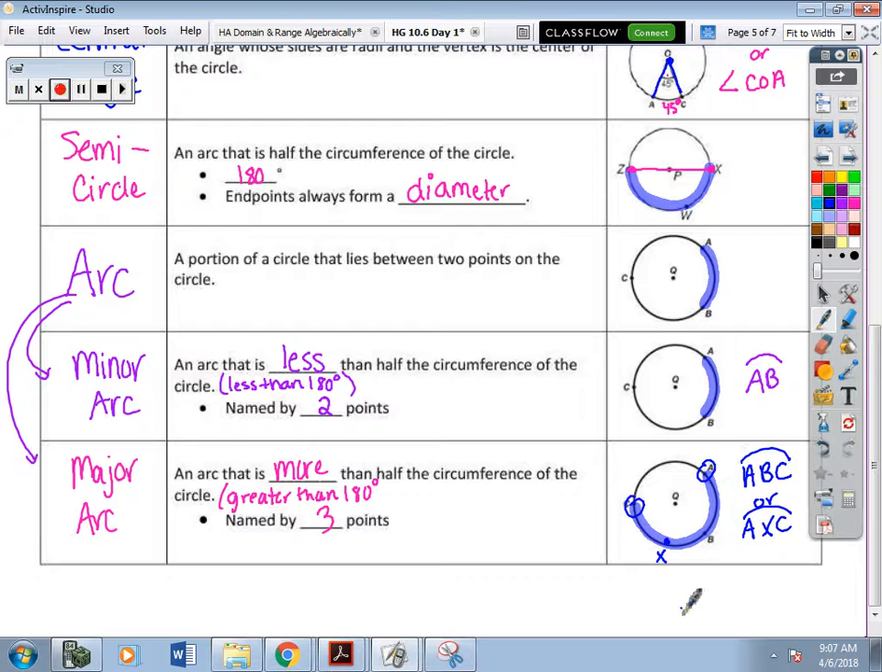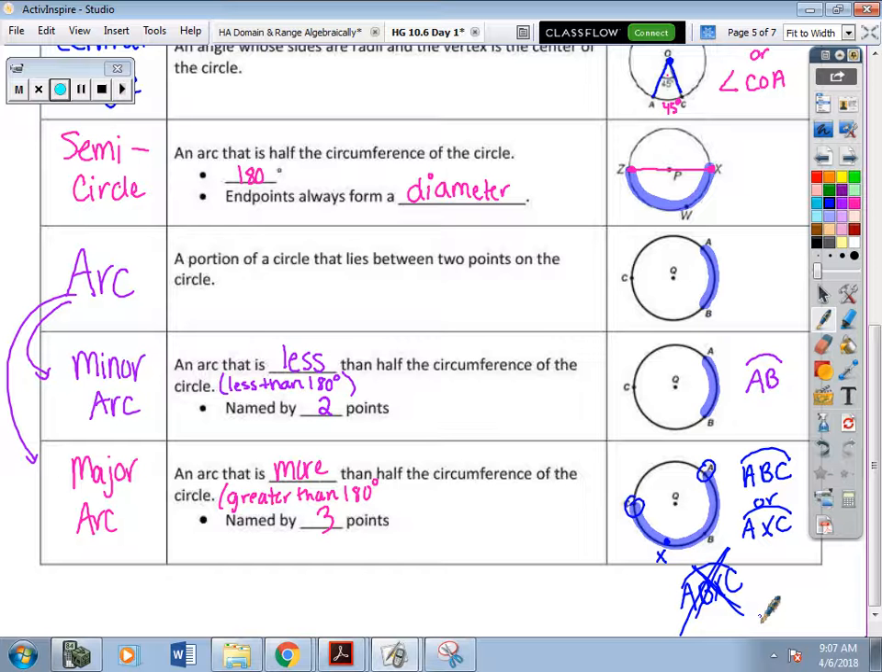Go ahead and put down that you would never call this ABXC. Do not use 4 letters or 5 letters. You only use 3: the 2 endpoints and then one of the in-between points.